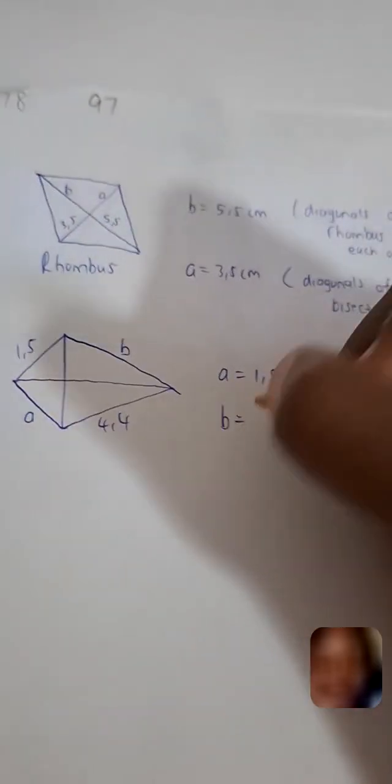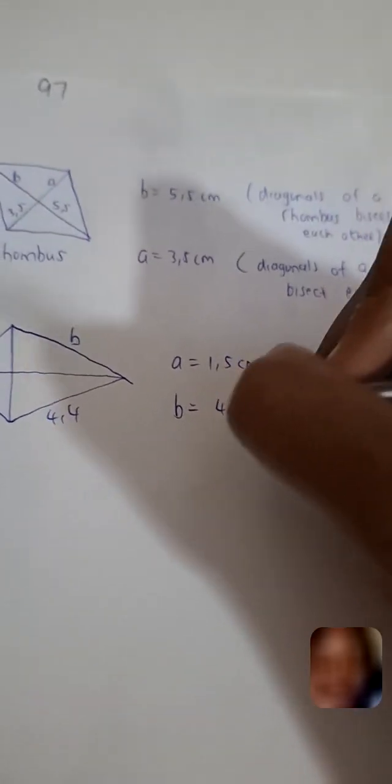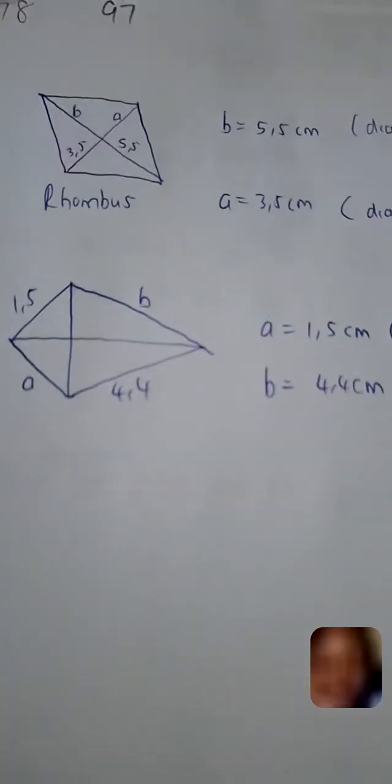B is equal to 4.4. Awesome, 4.4 centimeters. What's the reason? Pair of adjacent sides of a kite. Yay.